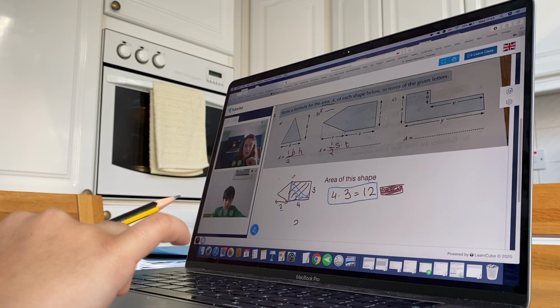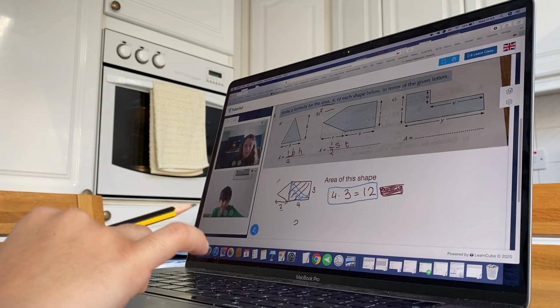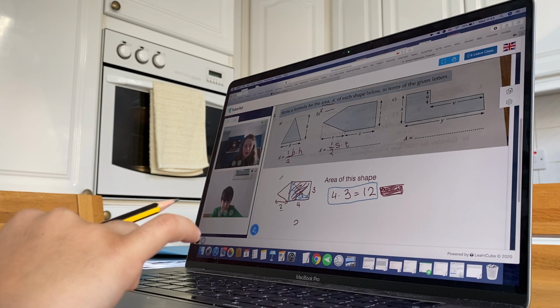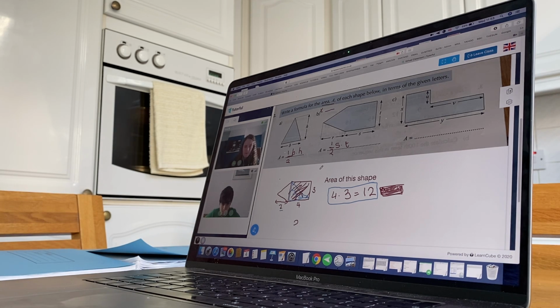So we've got the area of the square. What we're missing is the area of the triangle next to it, this green one. So what's the area of the triangle? How do we figure that out?